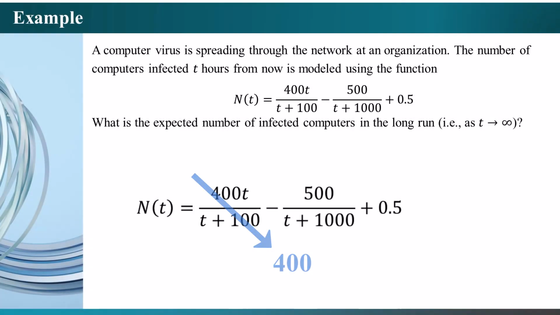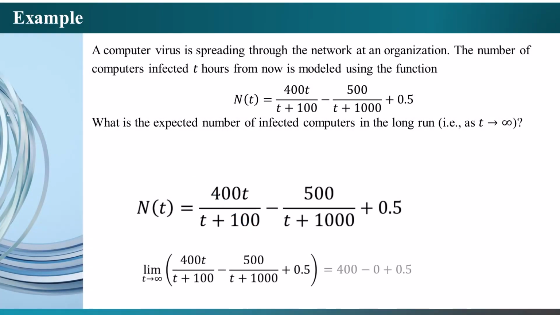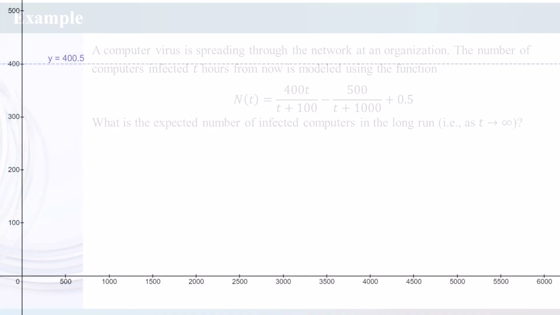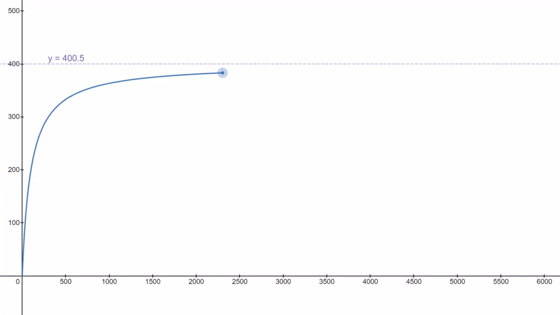So when we consider the entire function, the first term gives us a limit of 400, the second term is a limit of 0, and the third term is 0.5. So the entire limit equals 400.5. The expected number of infected computers in the long run is 400.5.